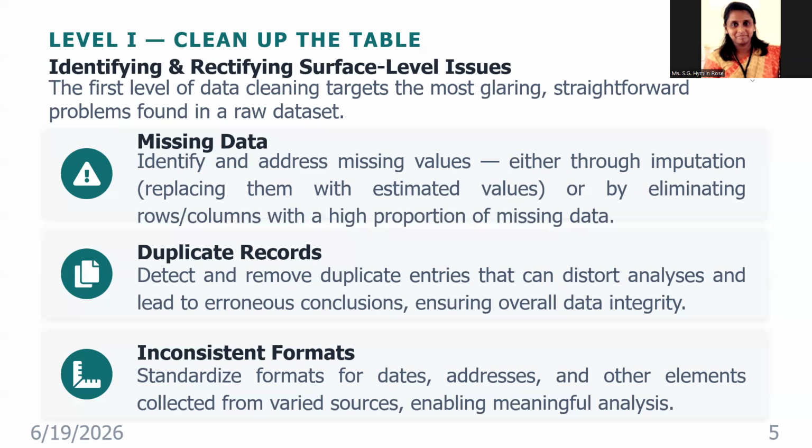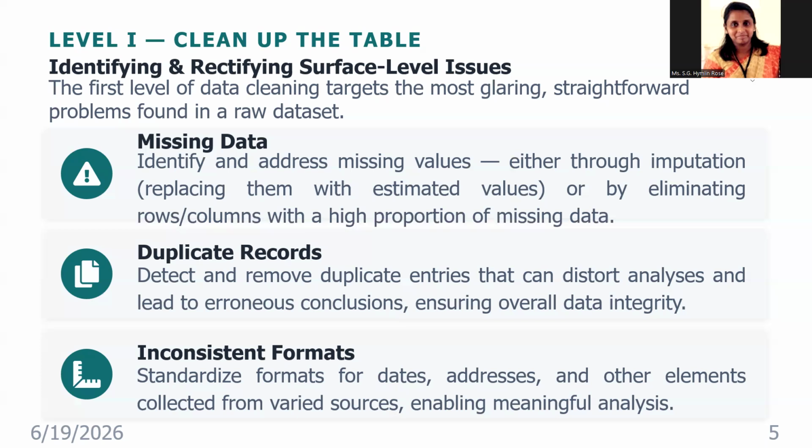A real-world example: in a hospital patient data set, a blood pressure column might be missing for 2% of records due to a faulty sensor. We can use the mean blood pressure for similar patients, which preserves the data set while limiting distortion to the analysis.